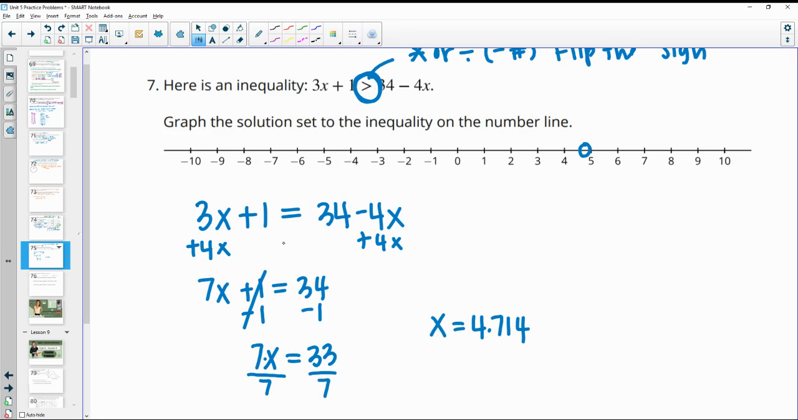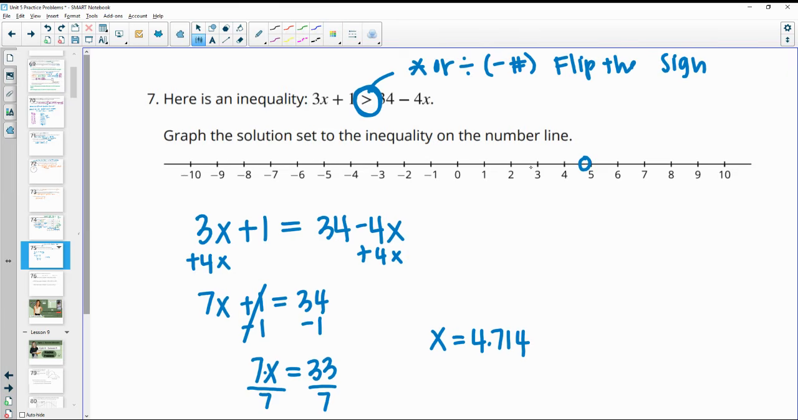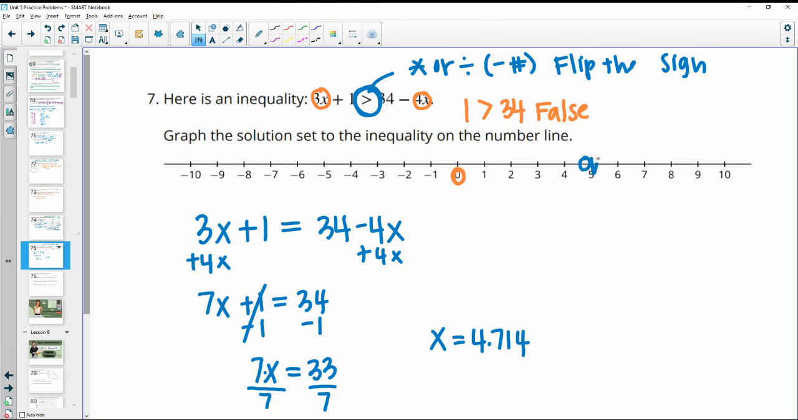Then we just need to decide which way we shade, and that's by plugging in a number to your original equation. So I'm just going to choose to plug in 0. So I get 0 plus 1 is greater than 34 minus 0. So right now what it's saying is 1 is greater than 34, which is false. So that means that 0 is not in my shaded region. So I'm going to shade above the 4.7.